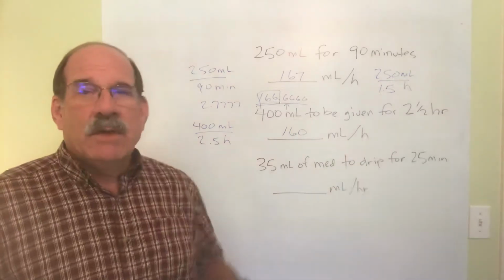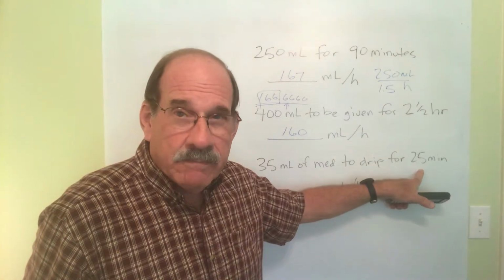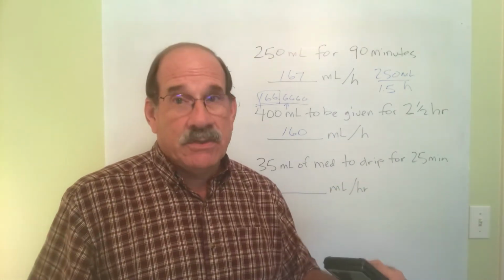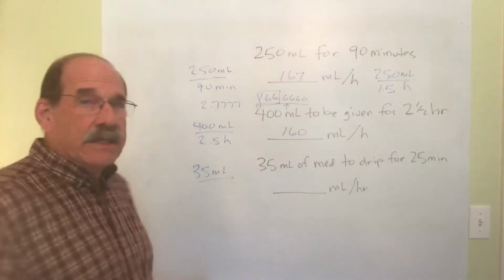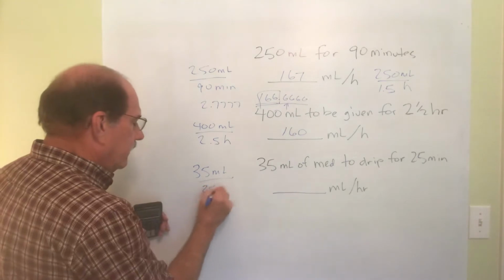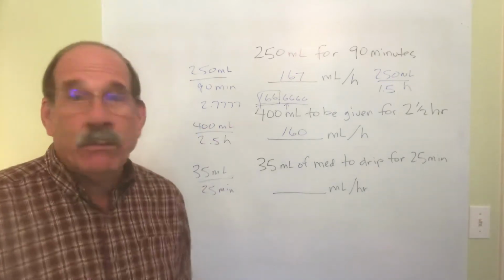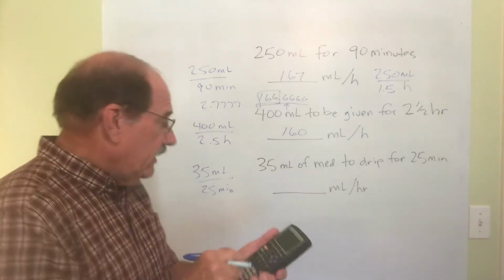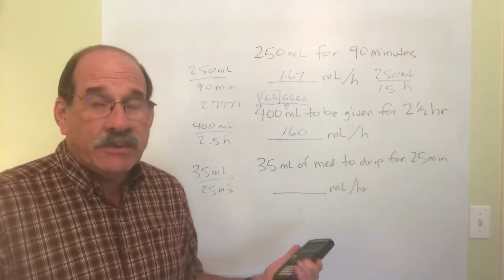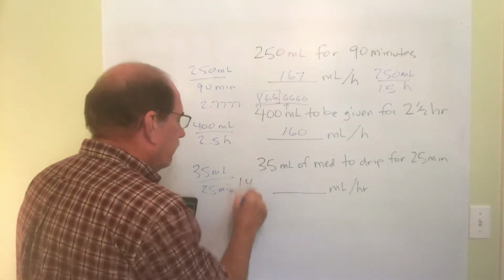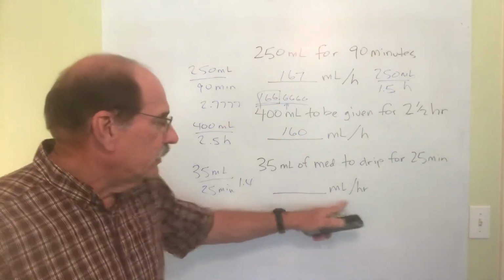Oh, another one of these though. Here we go back to the previous lecture video. That's less than 1 hour. So every time it's less than 1 hour, I must take milliliters and divide by the minutes. Of course, that will be milliliters per minute. We'll do it anyway. 35 divided by 25 is 1.4. It stops right there, 1.4. But being milliliters per minute, I now have to convert that to milliliters per hour.